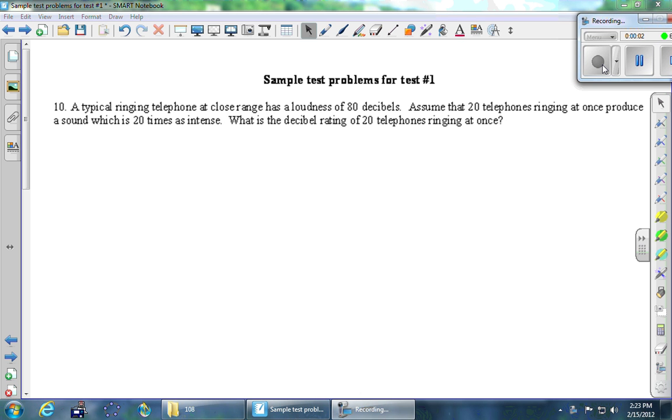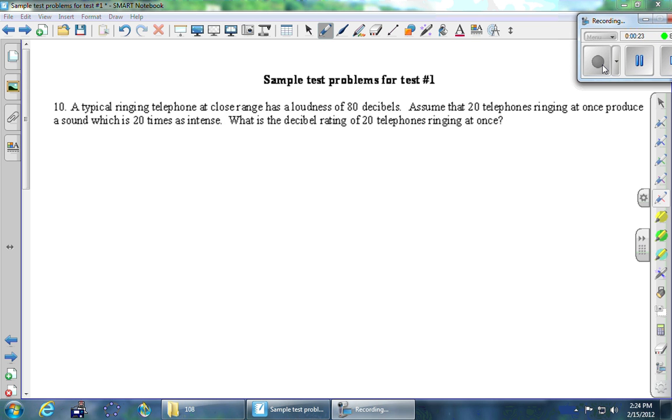This is problem number 10 for the sample test problems for test number 1. A typical ringing telephone at close range has a loudness of 80 decibels. Assume that 20 telephones ringing at once produce a sound which is 20 times as intense. What is the decibel rating of 20 telephones ringing at once? So a couple of ways to do this.